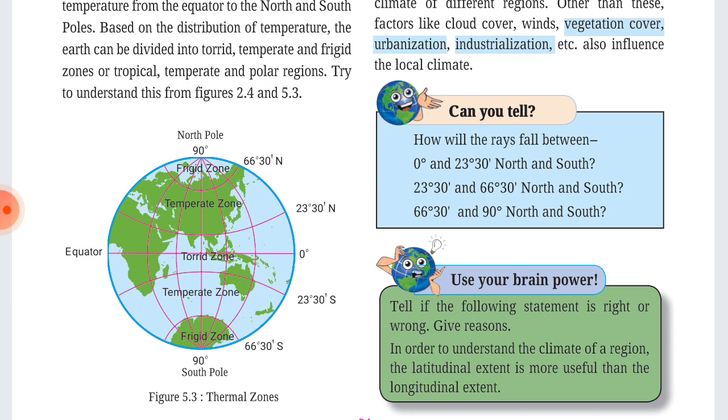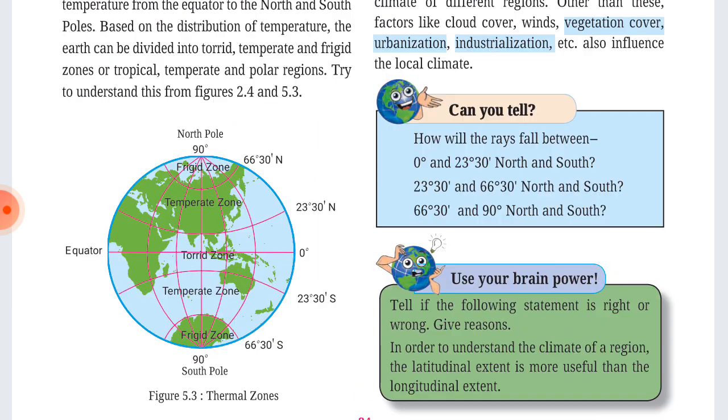Frigid zone temperature is lower compared to the temperate zone and much lower than the torrid zone because the intensity of sunlight is lesser compared to the torrid zone and the temperate zone. That's why the polar regions are covered with ice, and due to having the lowest range of temperature, both the hemispheres of the Arctic Circle and Antarctic Circle come under the frigid zone.